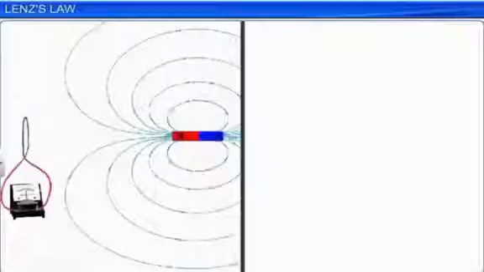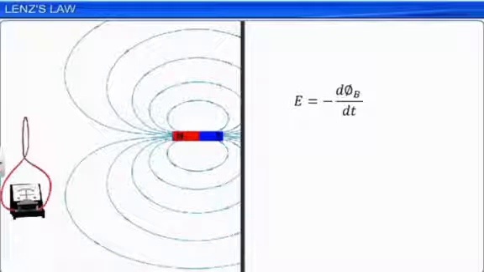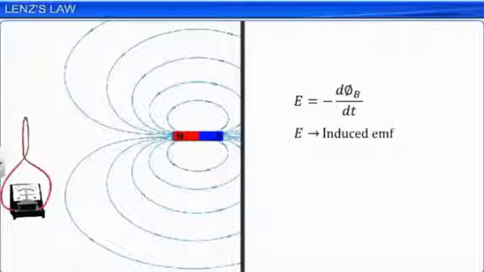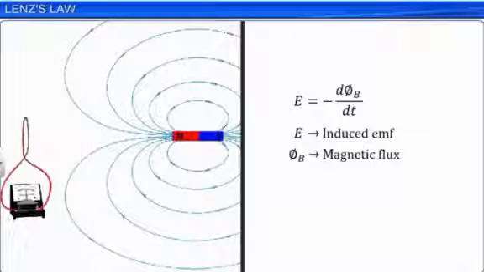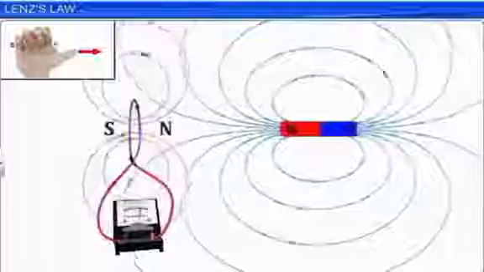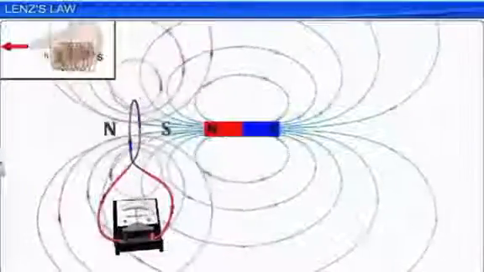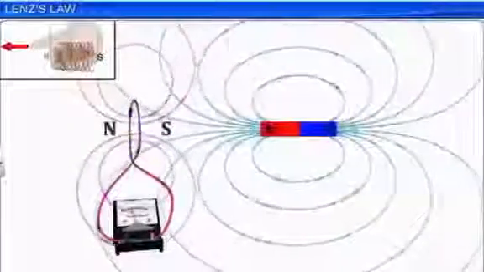The magnitude of the induced EMF is given by Faraday's law, which is E equals minus dΦB divided by dt, where E is the induced EMF in the coil and ΦB is the magnetic flux. The negative sign in this equation represents the effect as stated in Lenz's law. Let us look at Faraday's experiments and apply Lenz's law to them to identify the polarity of the induced EMF and the direction of induced current in the coil.